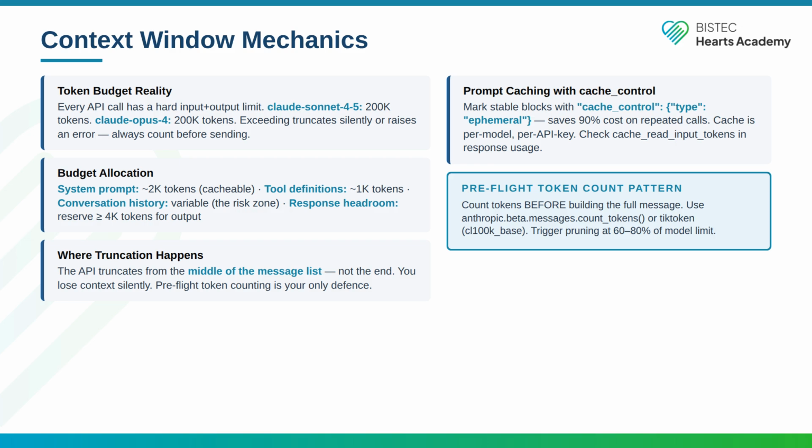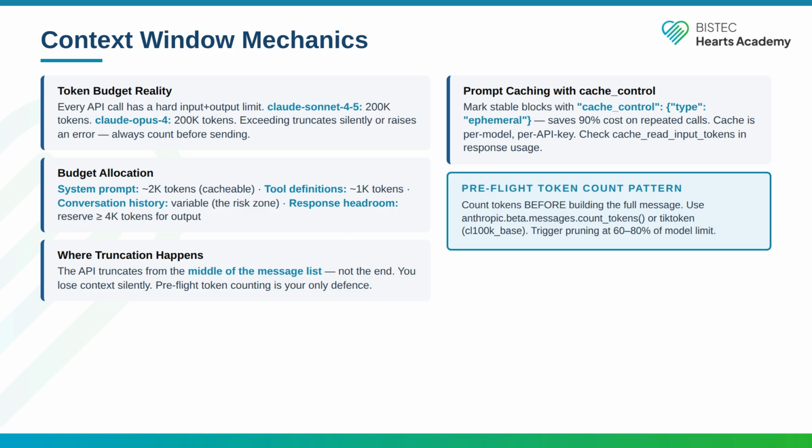Understanding your token budget is the starting point. The system prompt uses around 2,000 tokens and is a prime candidate for caching. Tool definitions add about 1,000 more. Conversation history is the risk zone. It grows with every turn and has no natural ceiling. And you always need to reserve at least 4,000 tokens for Claude's output, otherwise the model runs out of room before it finishes the answer.